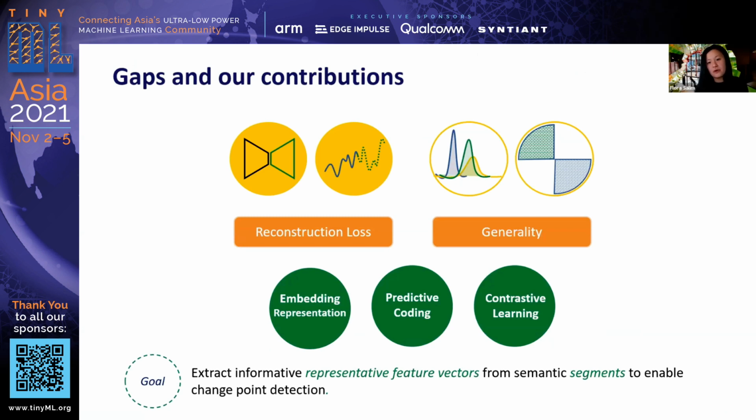As I said before, a lot of this work has been done on computer vision, but not on time series sensors. This is not an easy task, because in time series we need to look at how we embed the representation and how we come up with a representation that is still general across different types of sensors, so that we can contrast them. The goal here is to extract representative feature vectors from semantic segments to enable change point detection, which can then be used for downstream tasks like classification or inference.